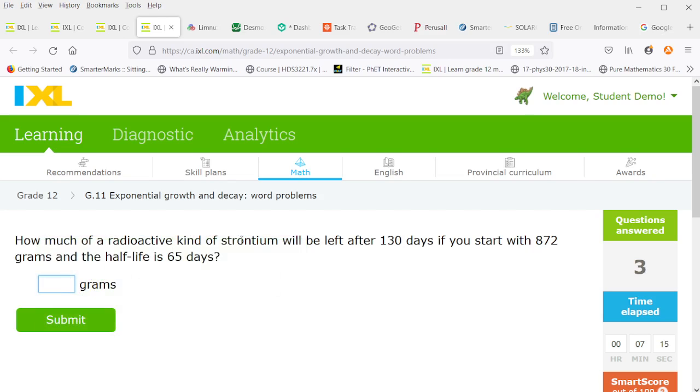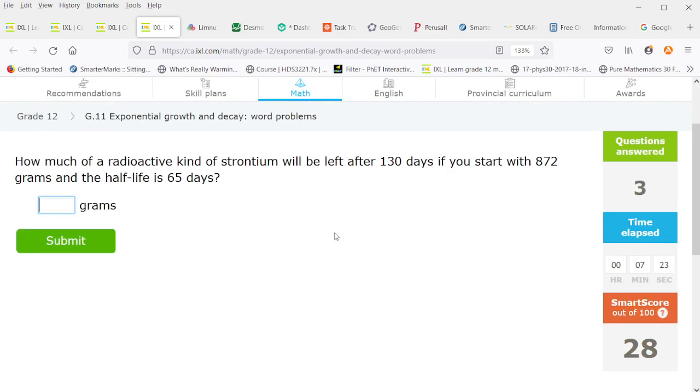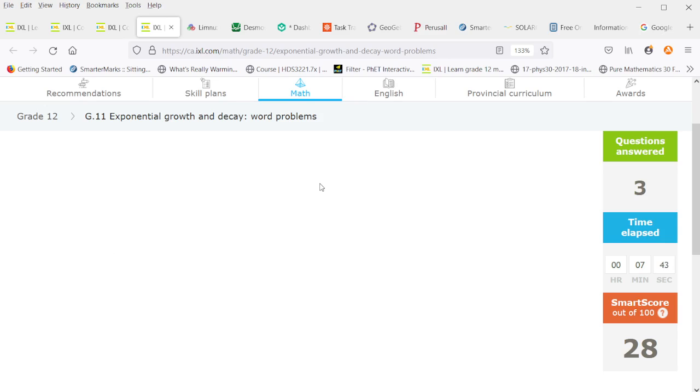How much of a radioactive kind of strontium will be left after 130 days, if you start with 872 grams and the half-life is 65 days? Well, for this, we have 2 half-lives, because it's 130 days total at 65 days. 130 over 65 is 2. So 2 half-lives means we're down to a quarter of the original. 872 divided by 4 is 218.